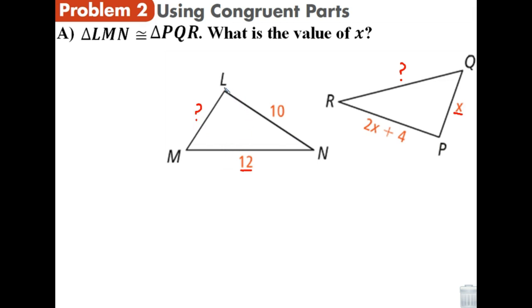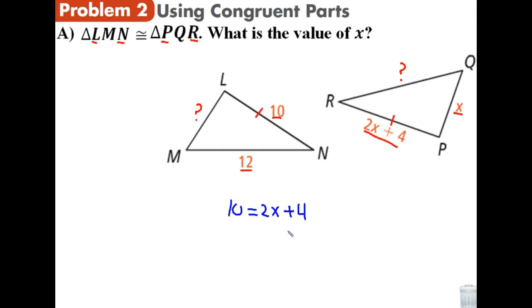What I need to use is the LN and the PR because I have expressions for both those parts. Okay, I can confirm up here, L and N are the first and then third letters. P and R are the same thing for our second figure, so we know these two correspond. Since they correspond, we know these side lengths are congruent. So the equation I can set up then is just 10 is equal to 2x plus 4.